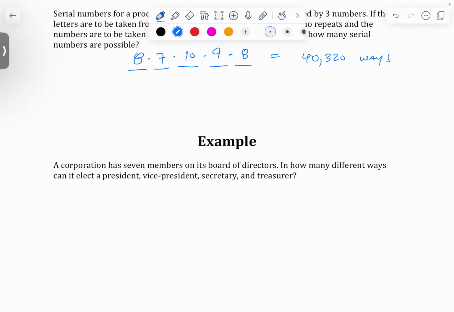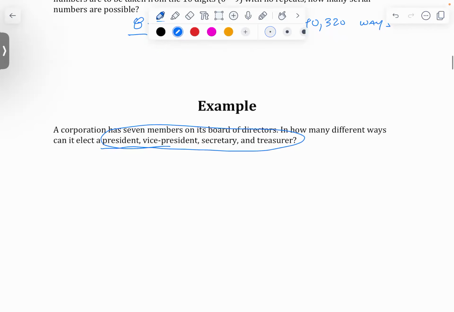Order also matters here because we have distinct positions, president, vice president, right? Those are usually not interchangeable, okay? This is along the same lines as first place, second place, third place in a race. First and second place are not the same, right? So order matters in that sense. So that's why this is a permutation. No repeats. Order matters.